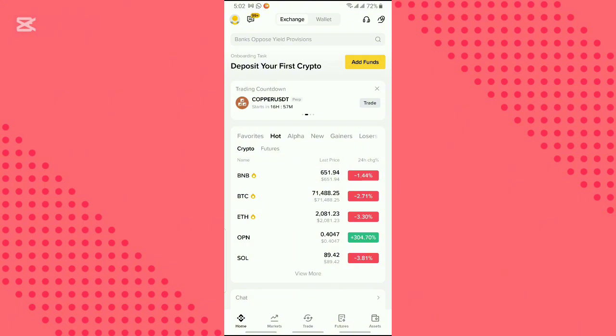If you're trading crypto and you want to automatically buy or sell at a specific price, then stop limit orders are a very important tool to learn.